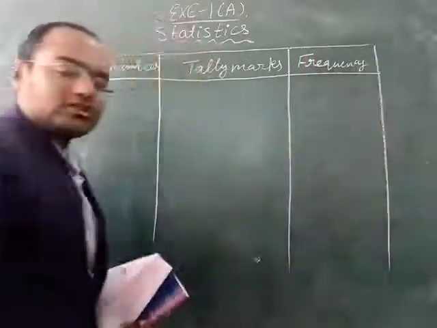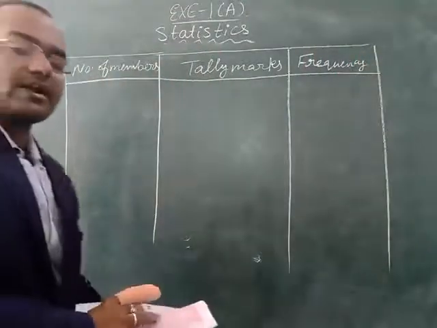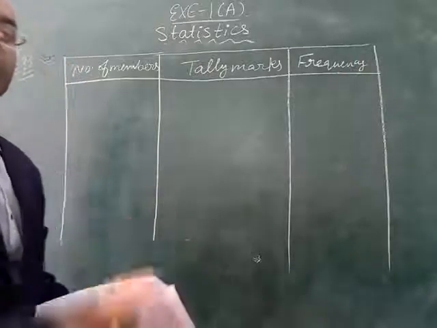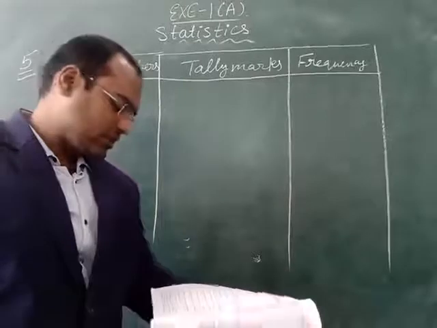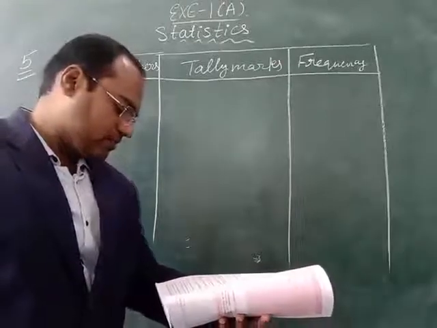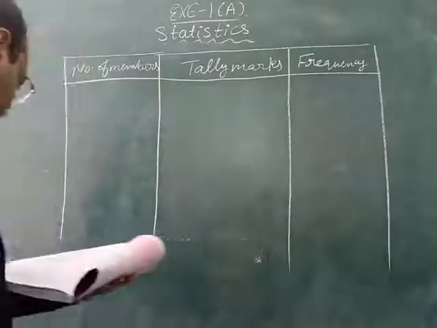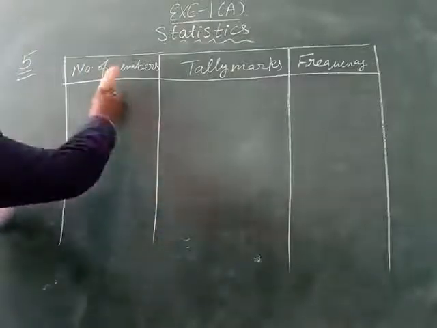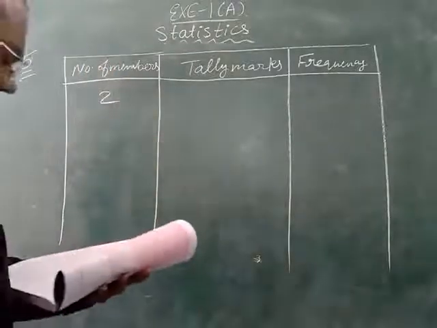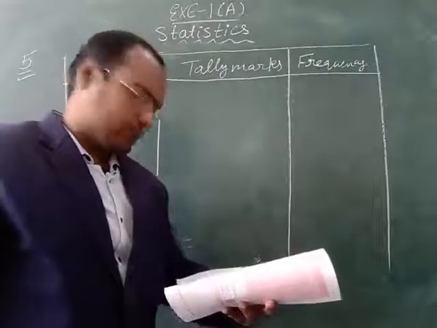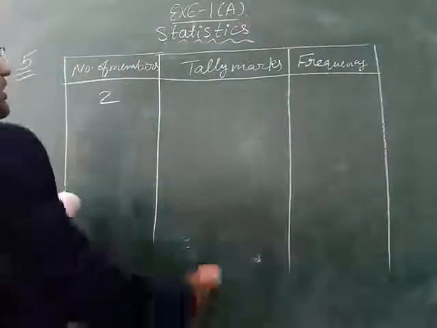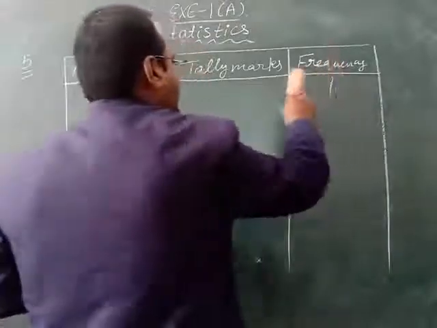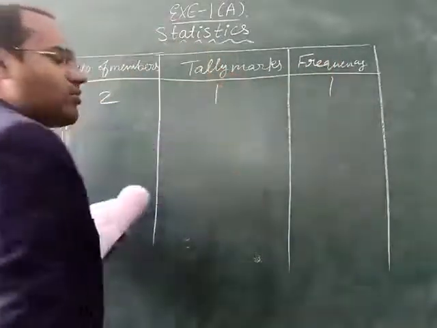So what do we have to do in this question? First of all, we will write the number of members, and these you have to write in ascending order. Ascending order means first of all you will write the smallest. Which one is the smallest here? In question number 5, the smallest value is 2. 2 members. Now we will count how many times this 2 is coming. 2 is coming only one time in the table. So in the frequency we will write 1, and in the tally mark we will draw only a single mark.